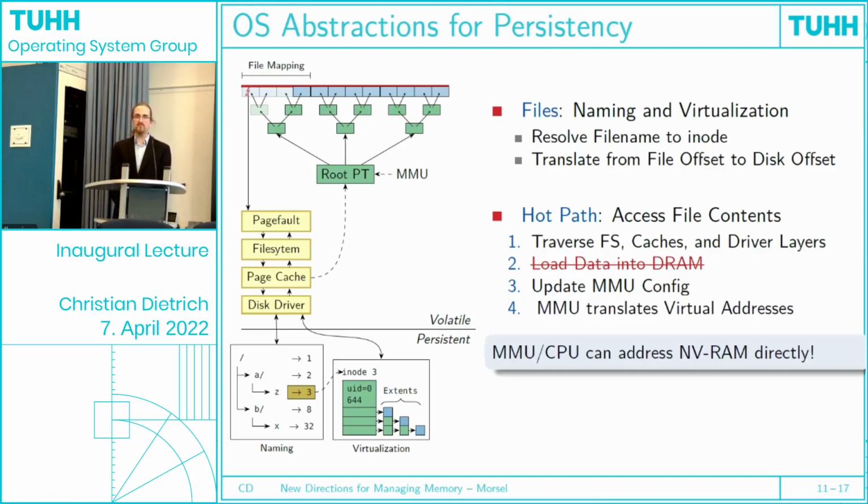And now we have NVRAM. And with NVRAM, one line in this hot path really goes away. We don't have to load data from the persistent storage into the volatile storage anymore, because the CPU can directly access the non-volatile memory. But from that, you could really ask the question, do we still need those other parts of our hot path? Do we really have to ask the file system, do we want to update the NVMe configuration anymore when we want to access file contents? So can we perhaps avoid that?